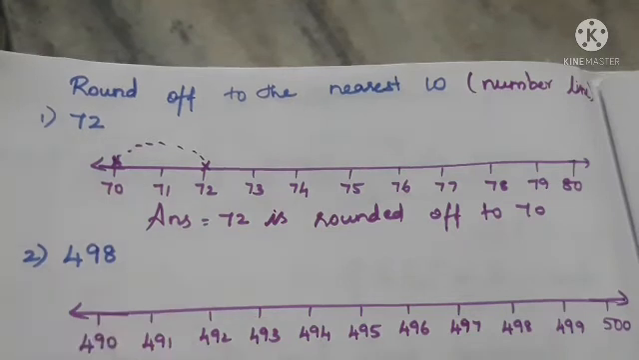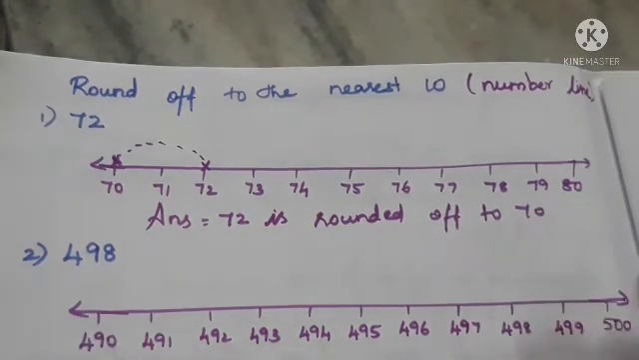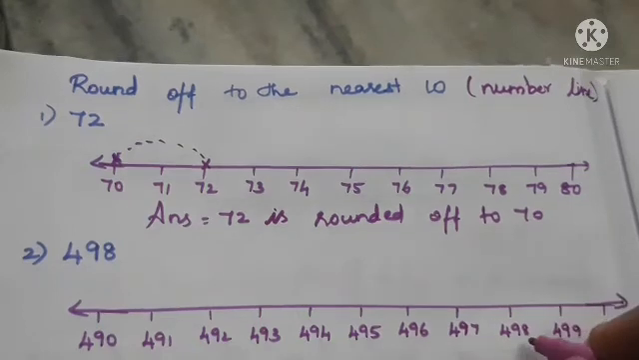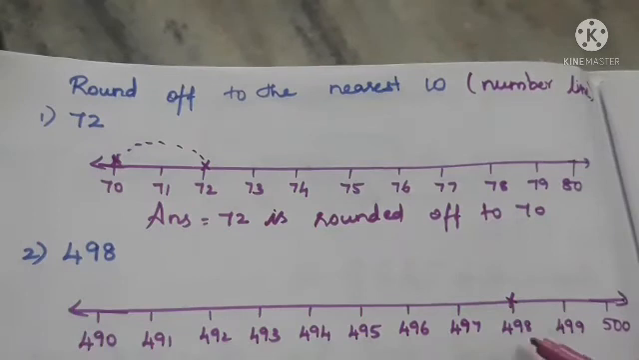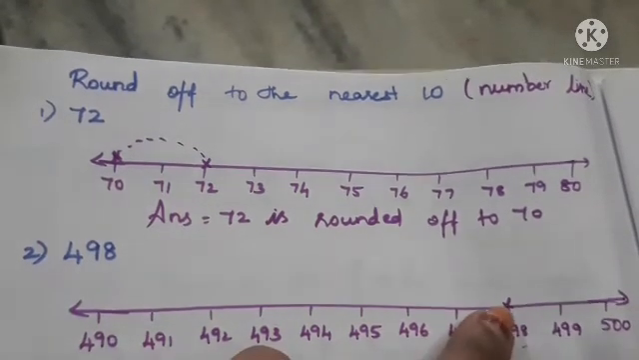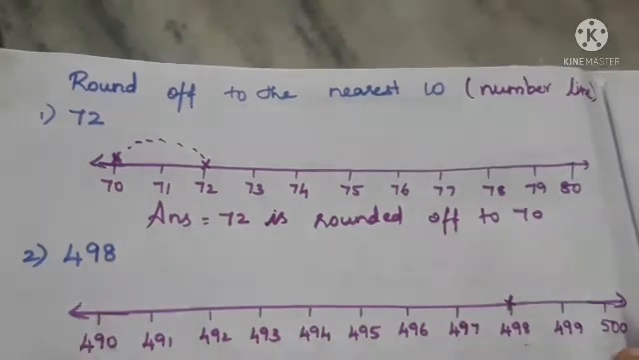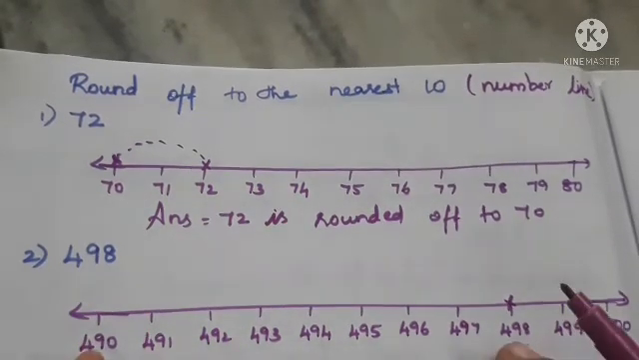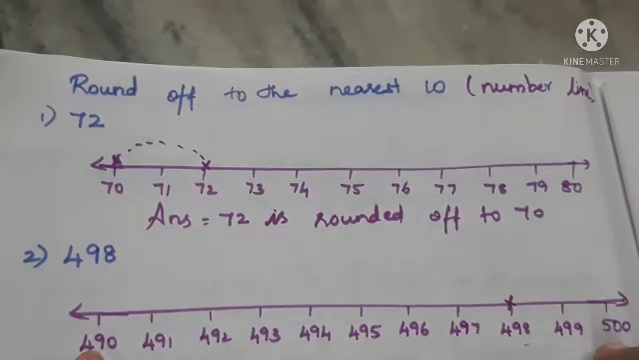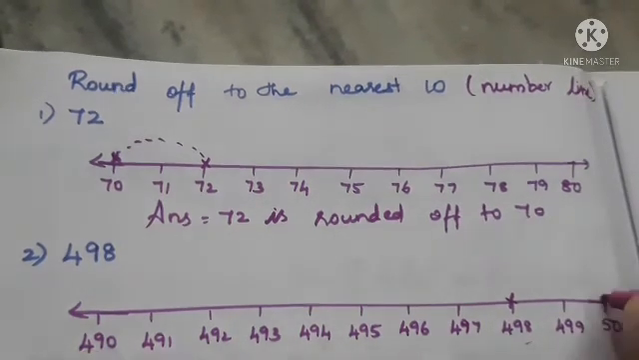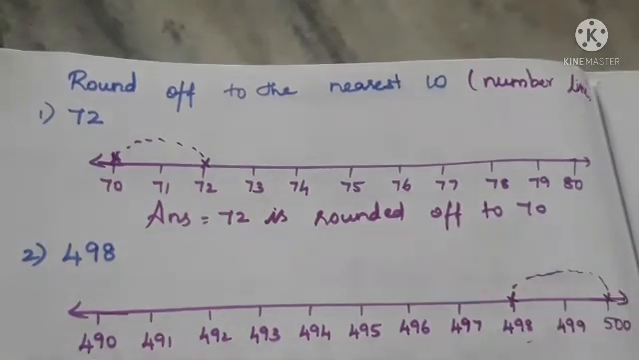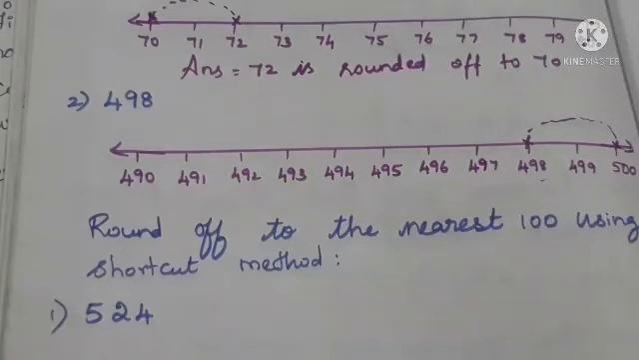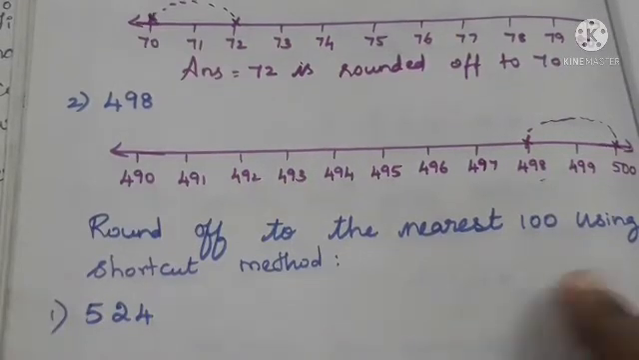Up means we have to move to the right side of the number. So here we have 498. First we can cross the number. Looking at the number line, we can understand whether 500 or 490 is nearer to 498. Yes, 500 is nearer. So we put a cross at 500 and draw the line like this. Understood this?